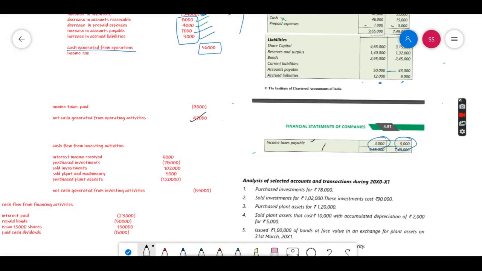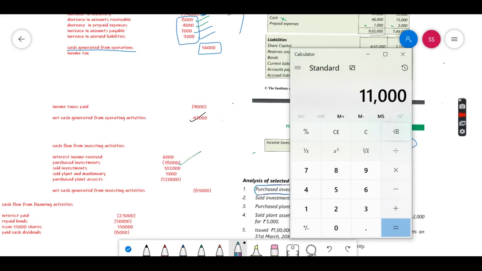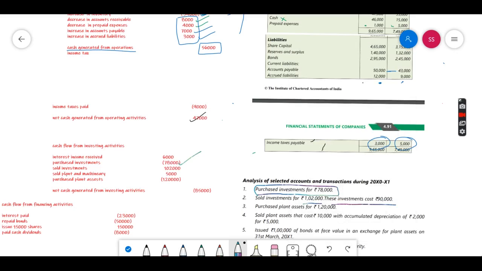They mentioned purchased investments here. Purchased investments, that means which activity? Obviously investing activity, so cash is going out, so put it in brackets. Sold investment 1,02,000, and this investment cost 90,000. That means 1,02,000 was the book value and we sold it for 90,000.